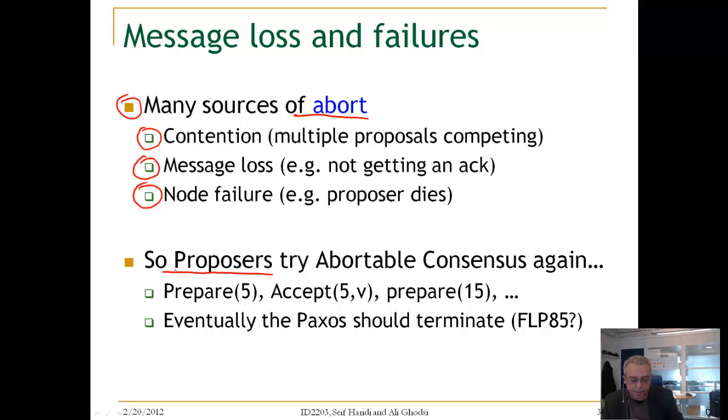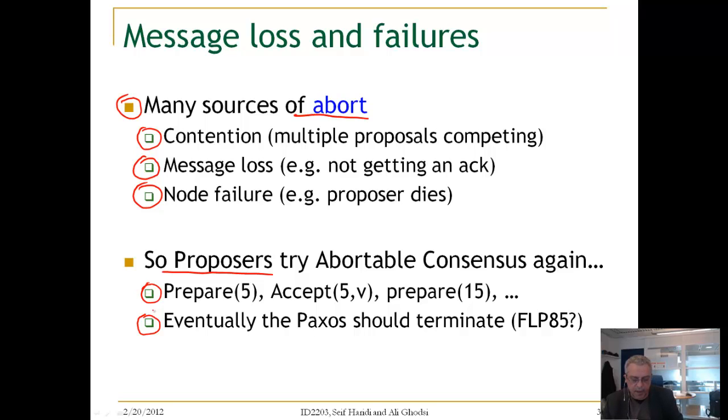That is clear. In general, proposers try to execute the abortable consensus instance that we just saw again and again. It might run prepare 5 and then accept 5, then it doesn't get any acknowledgements, or it gets a negative acknowledgement, then it will go further and run prepare, say 15, with a higher ballot number. Eventually, if the system stabilizes, Paxos should terminate. But there is no guarantee to terminate in an asynchronous system. Remember, consensus is impossible in pure asynchronous systems because there are some executions that will never terminate.